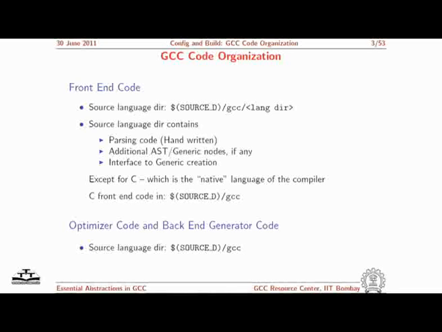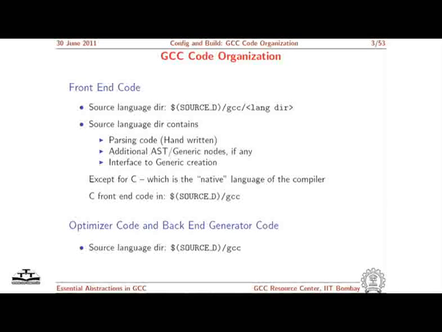Parser creates a parse tree. That parse tree has to be converted to abstract syntax tree. Type checking has to be done, etc. So all that code is there. And then there is an interface to creation of generic. Generic is a collection of all kinds of parse tree nodes on different languages, and the rest of the GCC understands generic. From generic, GIMPLE representation is created.